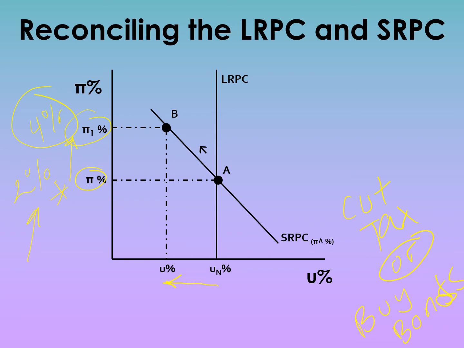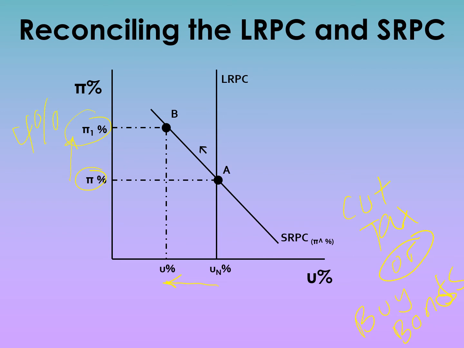Well, here's the thing, guys. People aren't stupid. If everybody's been telling you 2% is normal, but what you actually see when you go to the store is 4% inflation, what are you going to start expecting after about a year or so? Well, you're going to stop listening to the experts. You're going to start expecting that 4% is the normal inflation rate. And we also know something.